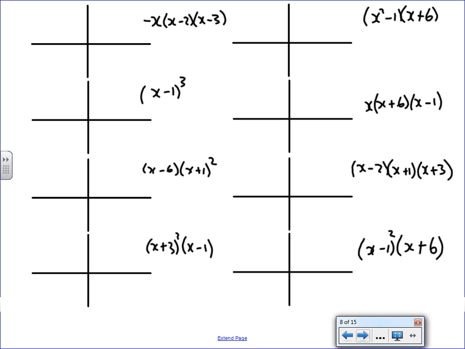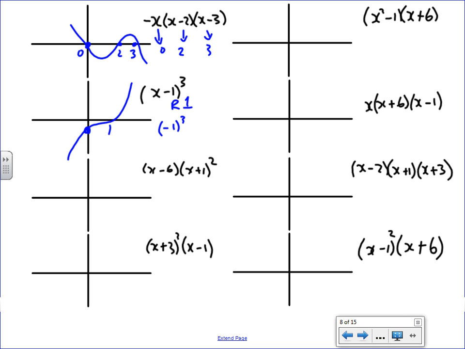Okay, so this first one, we've got x-intercepts at 0, 2 and 3. We've got a negative cubic, so that's actually this shape, 0, 2, 3. This second one below, we've already discussed, I would think of this as a transformation right 1 unit of a normal cubic graph. To find out the y-intercept, we put x is 0, minus 1 cubed is minus 1, so that's going to be minus 1.